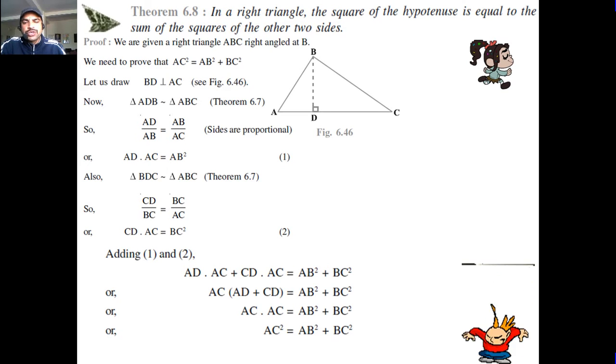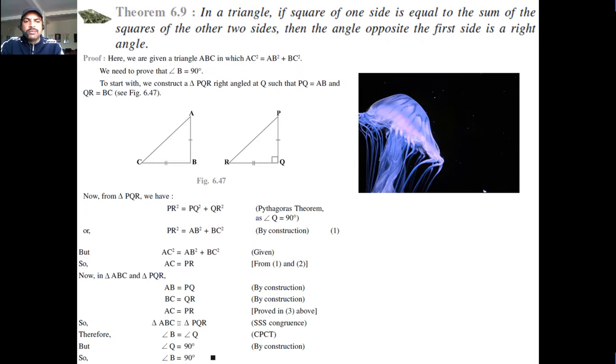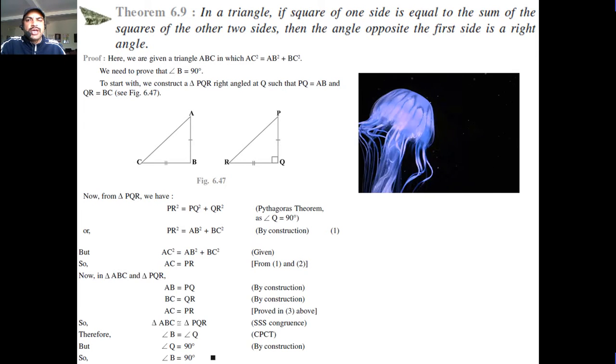Equation number 2. Adding equation first and equation second, AD into AC plus CD into AC is equal to AB square plus BC square. AC bracket AD plus CD is equal to AB square plus BC square. AC into AC is equal to AB square plus BC square. AC square is equal to AB square plus BC square. This is the Pythagoras theorem. Now students, the next theorem is the converse of the Pythagoras theorem.